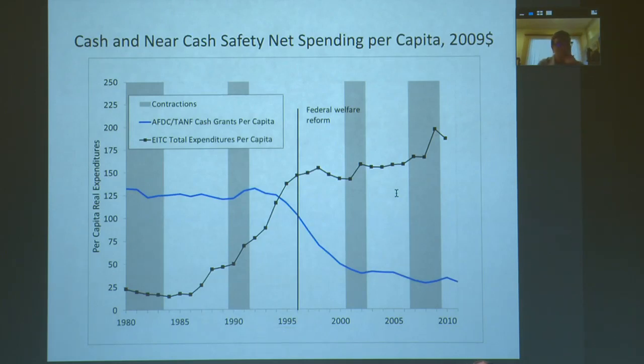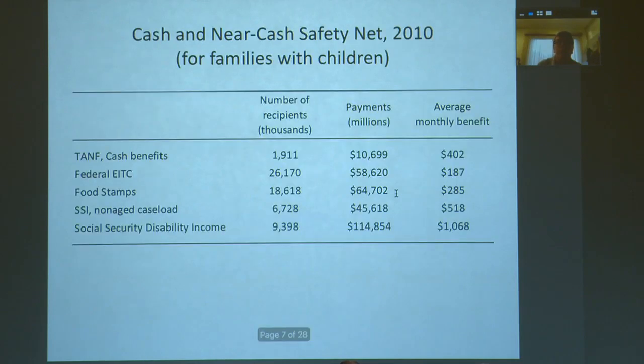So this graph shows you, in the blue line, AFDC TANF cash grants per capita, and the black squares are EITC total expenditures per capita. And the vertical black line is the federal welfare reform in 1996. So you can see here that the cash grants per capita have fallen off to a very low level, while EITC total expenditures per capita have increased greatly. And as I said, about 20% of households are now getting EITC, okay?